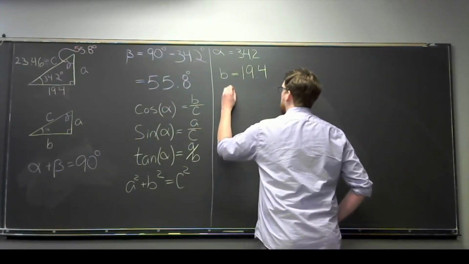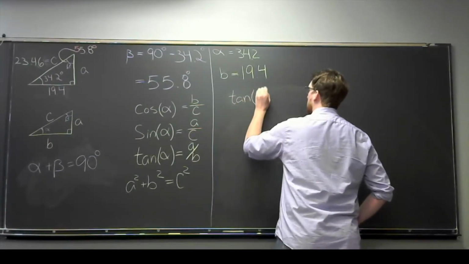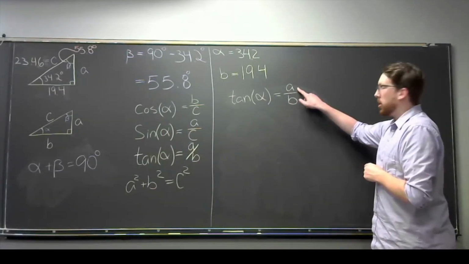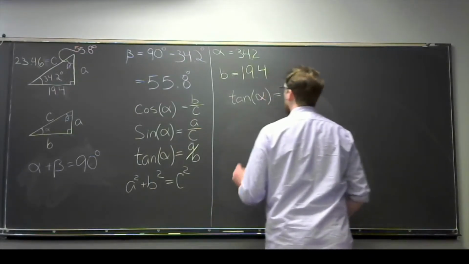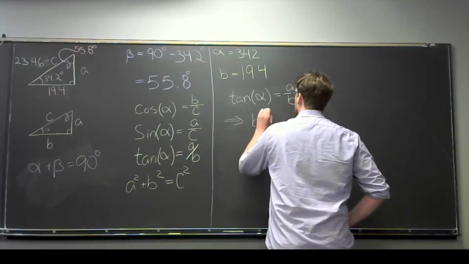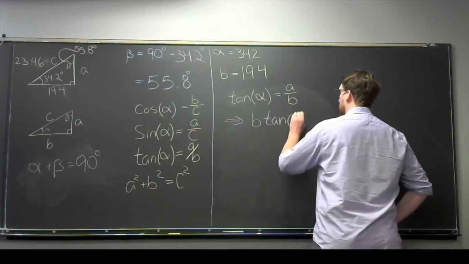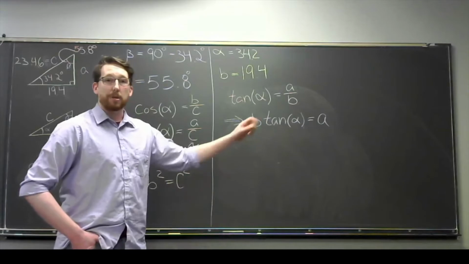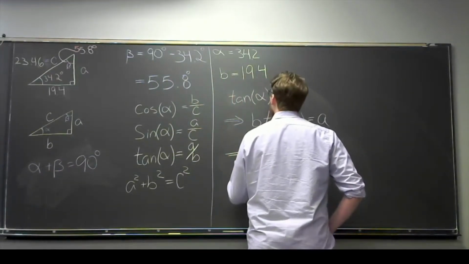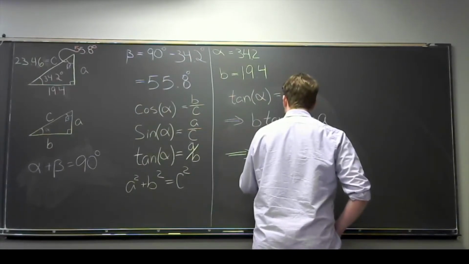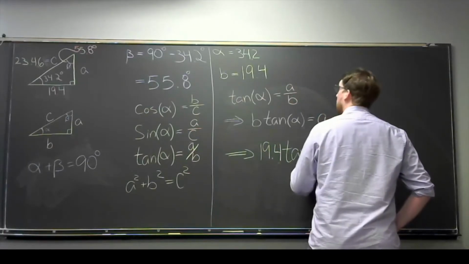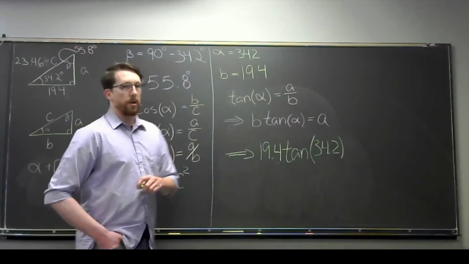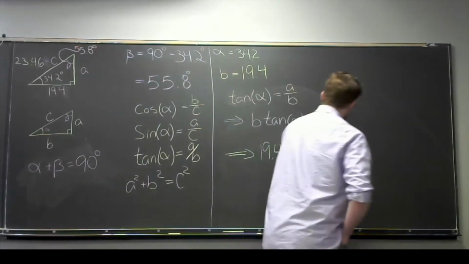So we know tangent of alpha is equal to A over B. We know B, we know alpha, we're solving for A. So we want to multiply both sides by B. So we go ahead and start plugging in numbers now. 19.4 times the tangent of 34.2 degrees.